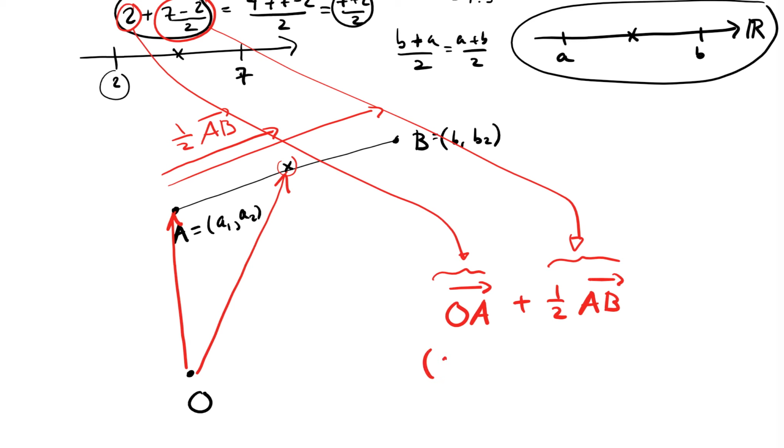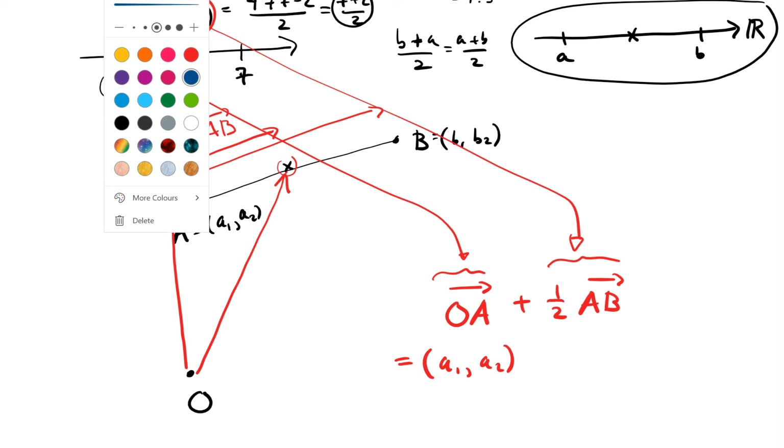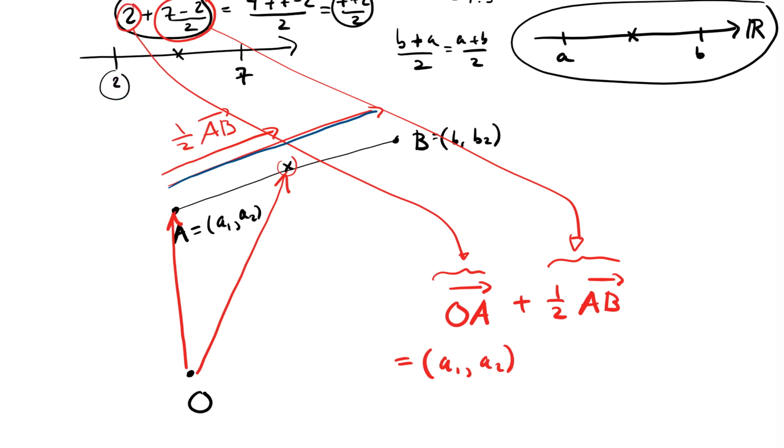So what's OA? OA is A1, A2. OA is the vector that ends at A, it starts at 0, so it has the same coordinates as our point A. Now, AB is a bit more tricky though. So what's AB? Maybe I'm going to draw AB in a different color, maybe in blue. So that's AB here. That's AB. How do I get AB? I want to get AB based on the coordinates of points A and B. So here's the thing we have to notice.